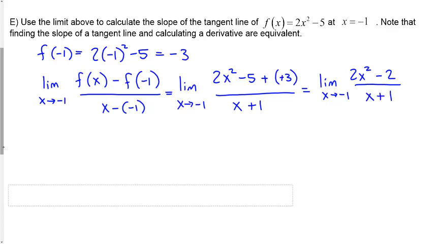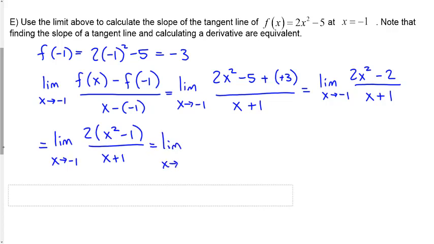Now, still, if I put in the value -1 to try and evaluate the limit at this point, I still end up with 0 over 0. But if you'll notice, the numerator has some things that will factor at this point, and that's the key to unlocking this. So I have a common factor of 2, which would factor out, and leave me with x squared minus 1. And then x squared minus 1 can factor into x plus 1 times x minus 1.